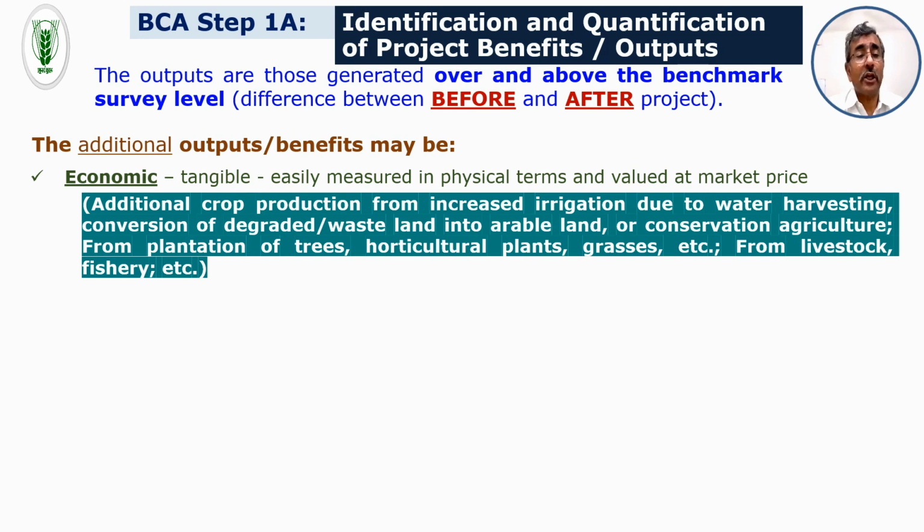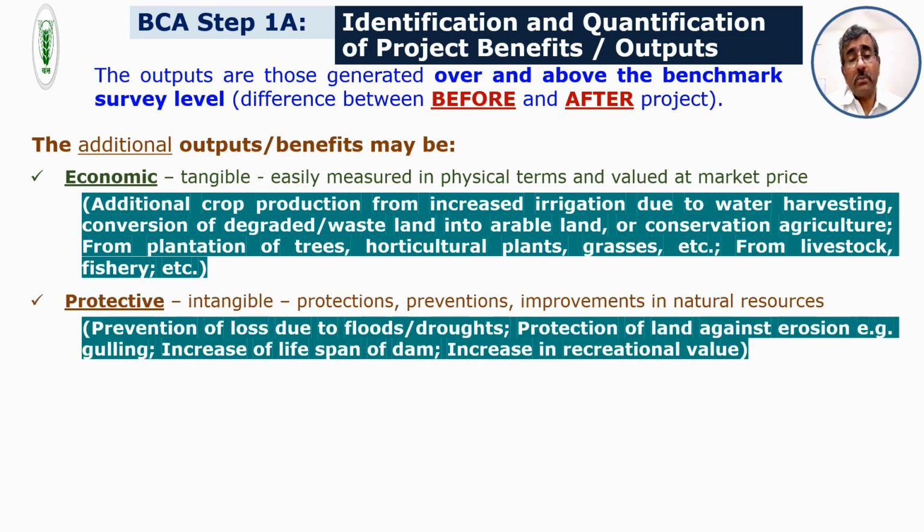The additional outputs and benefits can be of different kinds. The first kind is economic. They are very much tangible, they can be easily measured in physical terms, and they can be valued at market price. Some of the examples are the additional crop production from increased irrigation due to water harvesting, conversion of degraded wasteland into arable land, or conversion agriculture. They can give additional crop production. Similarly, additional crop production can be from plantation of trees, horticulture plants, grasses, and also from livestock, fishery, etc.